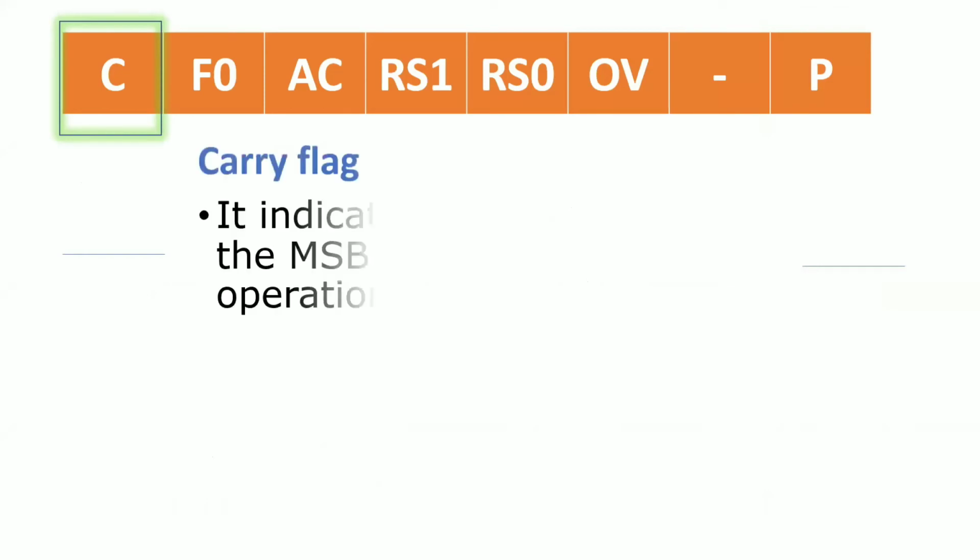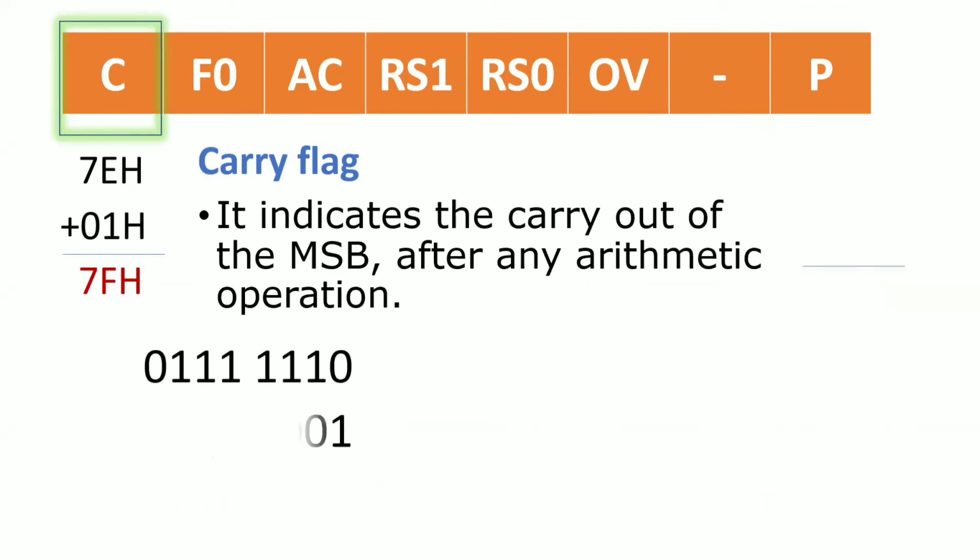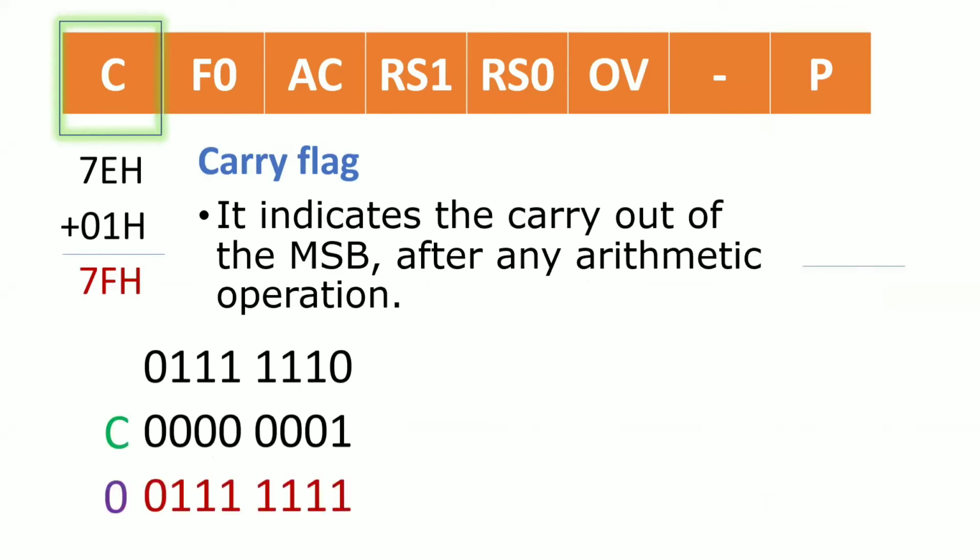The next one is the carry flag. I'm sure you already know this carry flag. Whenever there is a carry generated at the MSB position, automatically the carry flag will be equal to 1. Okay. Now take one example, 7EH and 01H, and you will get the value 7FH. Is there any carry generated in the result? No carry. There is no carry generated at the MSB. MSB means the leftmost part of your result.